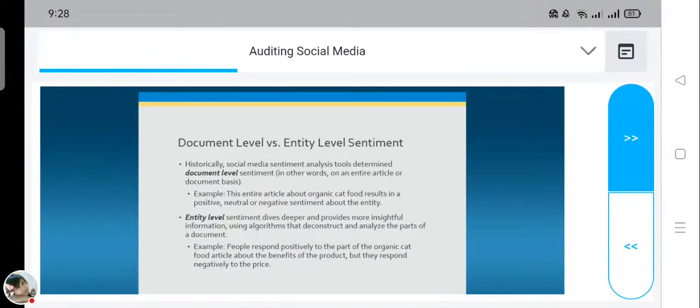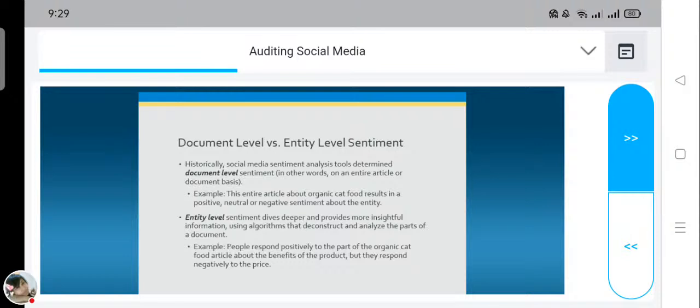Now, speaking of manual intervention, let's talk about document level versus entity level sentiment. Historically, and again, social media is very young, so when we say historically, we mean in the past 5 to 10 years, social media sentiment analysis tools weren't the greatest. They had the capacity to go at what we call a document level or an article level to search for sentiment. In other words, they would look at an entire article and then, based on that entire article, determine whether the article was negative, positive, or neutral about your brand or your product.